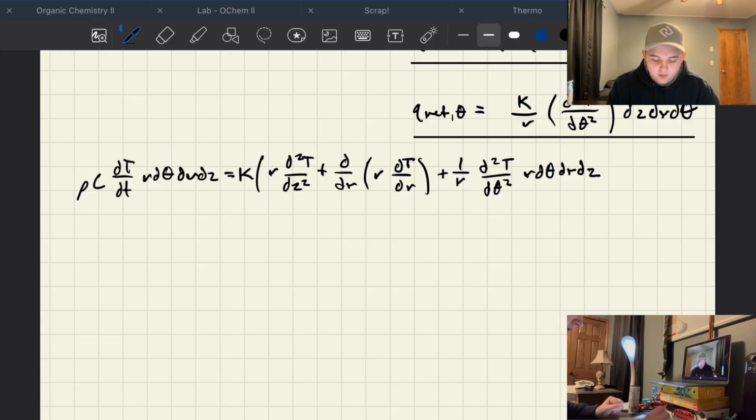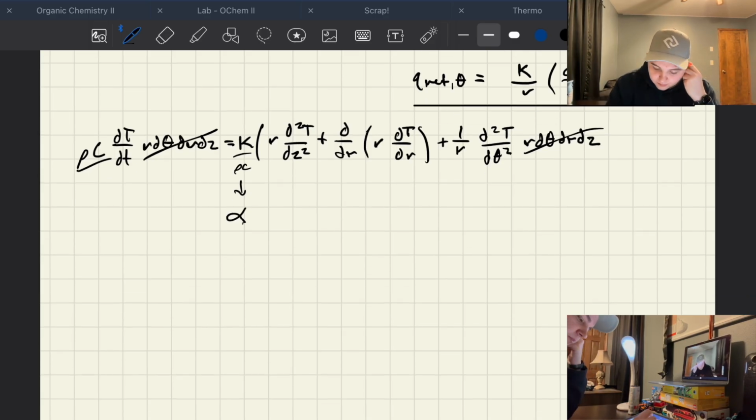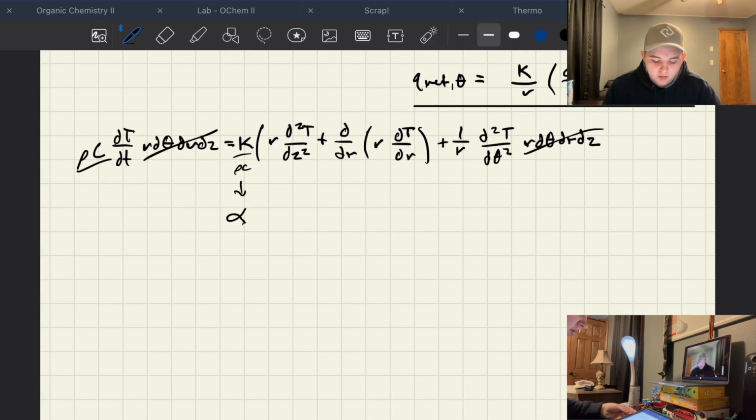And now what we can do is start simplifying terms. So we can see that we can cancel these areas out, and then we can also divide terms over to solve for dT, or temperature gradient. So we can divide by rho c, and this will just be our alpha, our thermal diffusivity. Looks good, so we can move on to the next step.